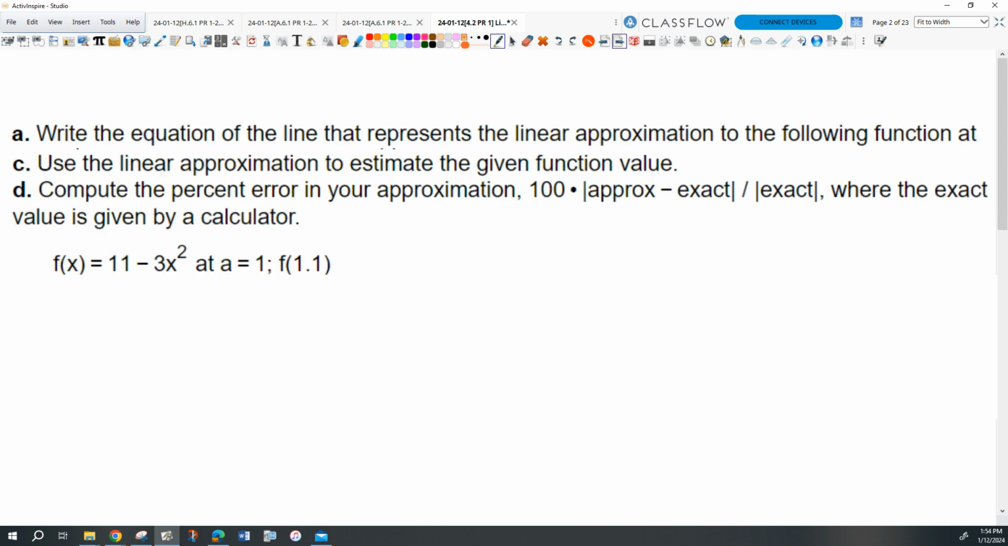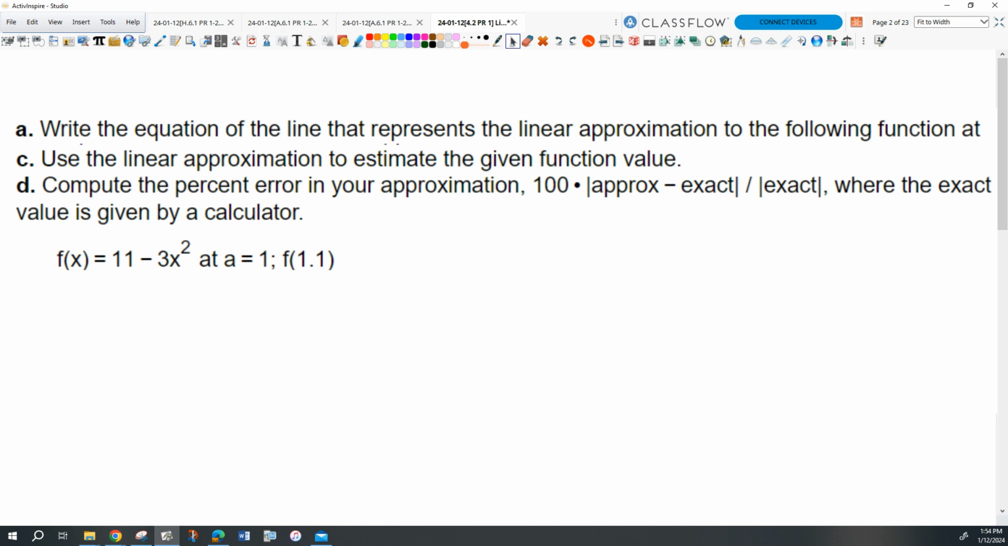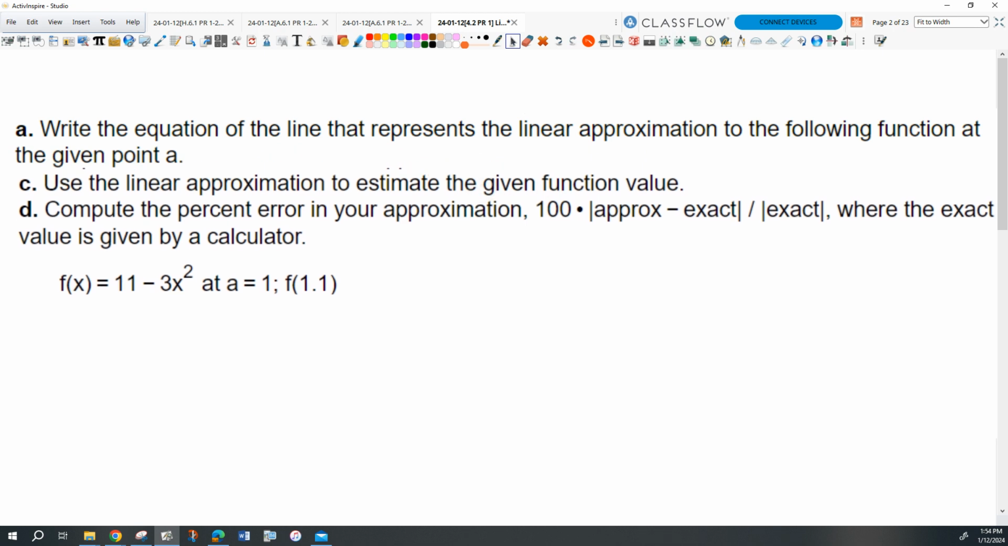Okay, so let's try a couple here. Write the equation of the line that represents the linear approximation to the following function at the given point a. So let's do that first.